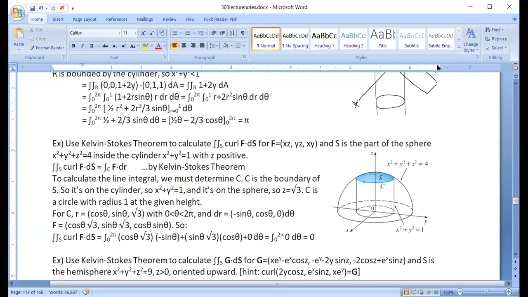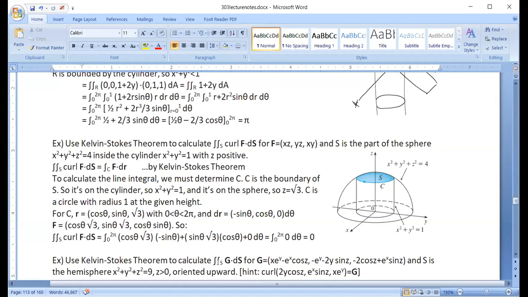Okay, let's look at another example. Use the Kelvin-Stokes theorem to calculate the double integral over the surface of vector field G dot dS, where G is this vector field, that complicated expression, and the surface S is the hemisphere x squared plus y squared plus z squared equals 9, where we're taking z positive with the usual upward orientation.